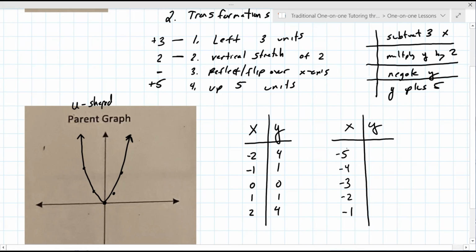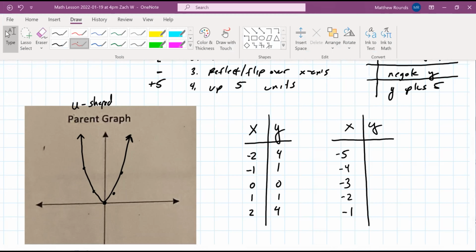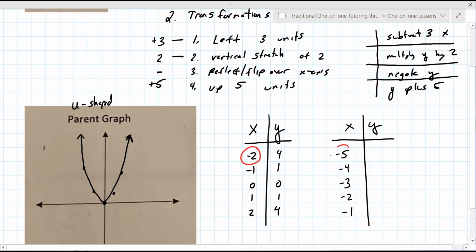Wait, so we're subtracting 3? Yes. Again, from x. Let me grab some colors here. So to go from this to this, you subtract 3, -2 minus 3. All right. And then to go from, let's just say, 2 to -1, you're also subtracting 3. It's 2 minus 3.